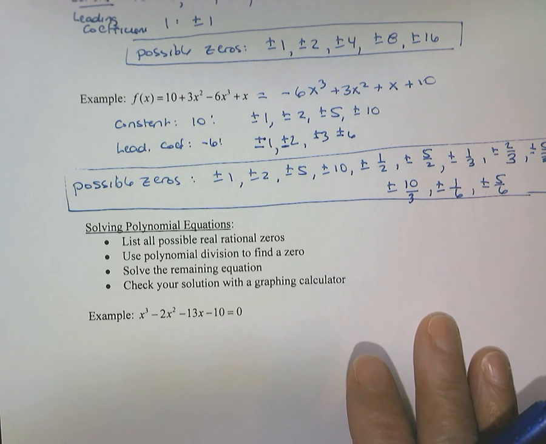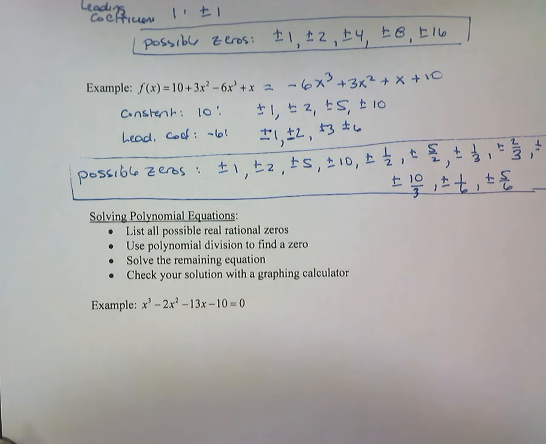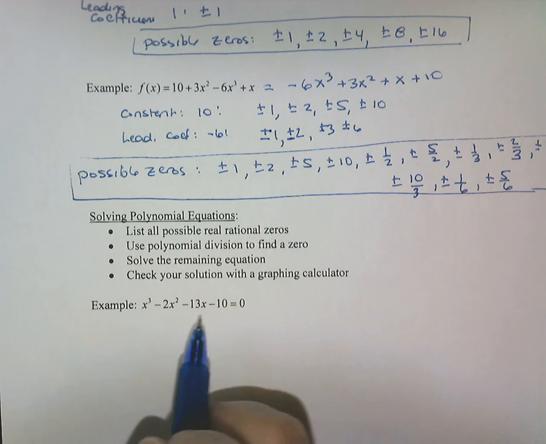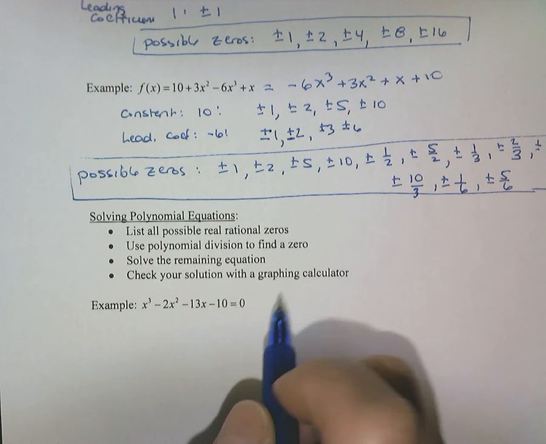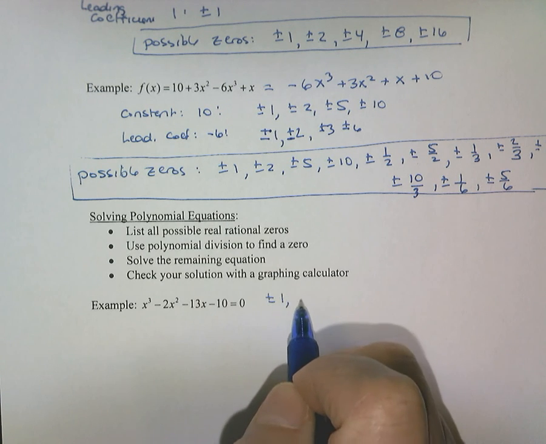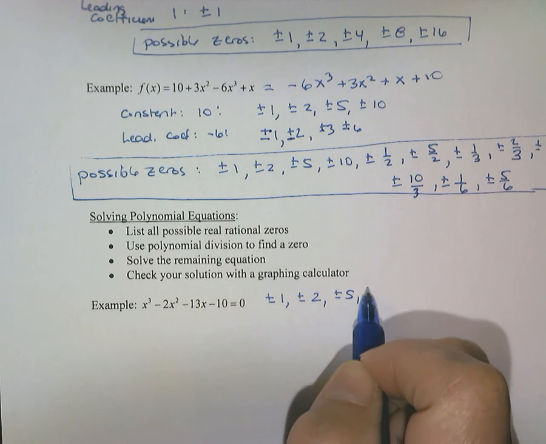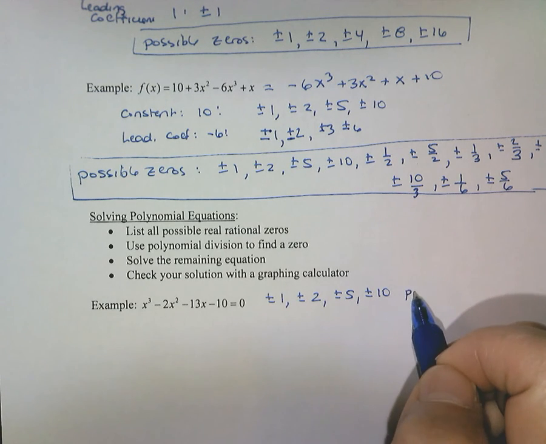Okay, we're going to use this rational zero theorem to solve polynomial equations. So the specific steps is we're going to make sure that we list all possible real rational zeros. So let's look at this one. Well, this is going to be easy. I've got the leading coefficient is 1 and the constant is 10. So my possibles are going to be plus or minus 1 and 10, plus or minus 2 and 5. So there's my possible zeros. These are just possible.